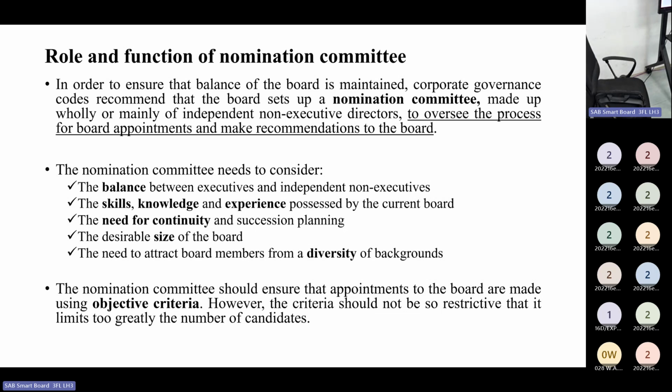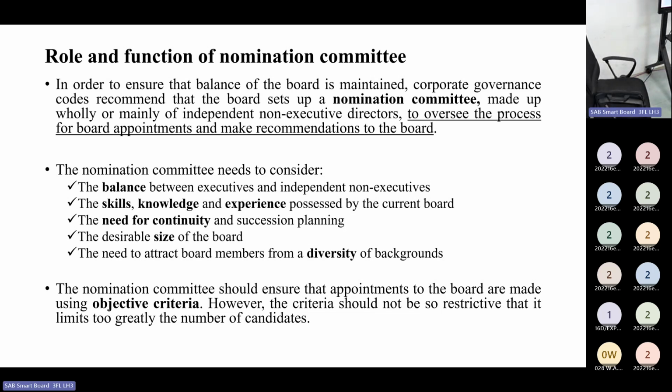Then the skills, knowledge and experience possessed by the current board. What sort of knowledge, from which sector are they representing? What sort of skills do they have? And the experience. The need for continuity and succession planning. Are you going to continue with them, especially when it comes to non-executives? What should the succession planning be? Are you going to change? Are you going to find someone for the board? The desirable size of the board.